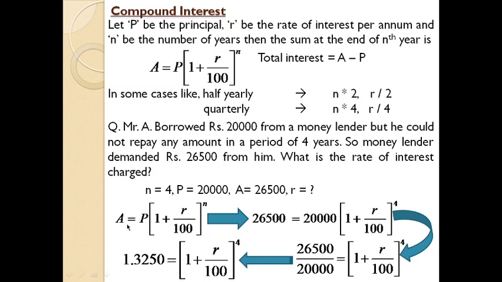Okay, just remember all these steps because we are going to continue from this part in a widely different manner in the next slide. So just remember all these steps and the amount which we have got till now: 1.3250 equal to (1 plus r by 100) raised to 4. I hope you are following it. Let's go to the next slide.